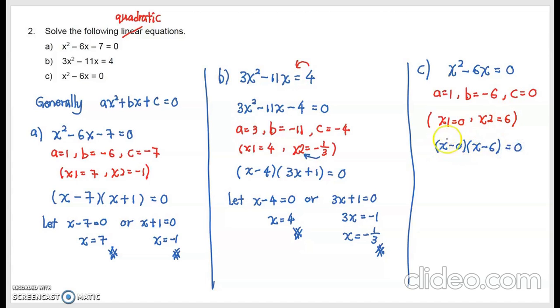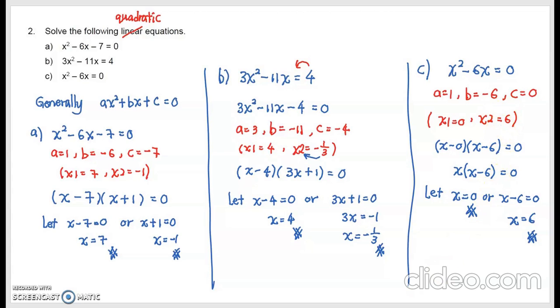So actually x minus 0 is x, not 0. Again, x minus 0 is x, which means x minus nothing. So what we have here is x. So x times x minus 6 is equal to 0. So next, here we only have x. So x is equal to 0. Or x minus 6 is equal to 0. So x is equal to 6. Therefore, we have two answers, which are 0 and 6. Same as the calculator, x1 is 0, x2 is 6.